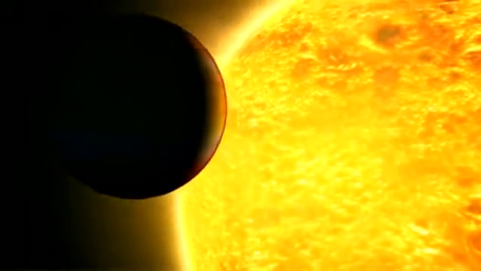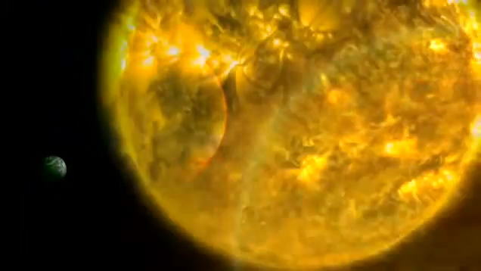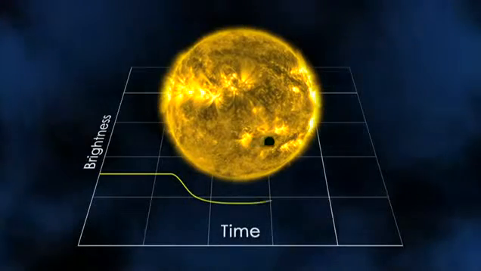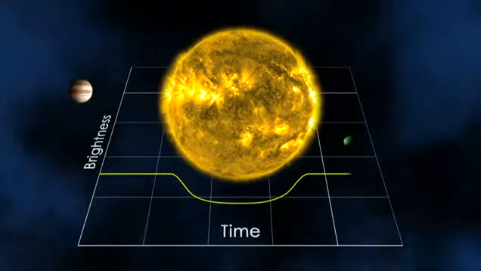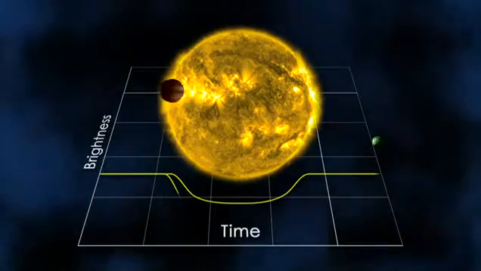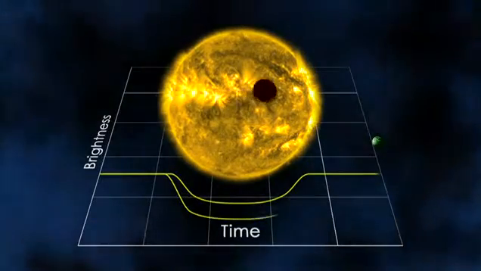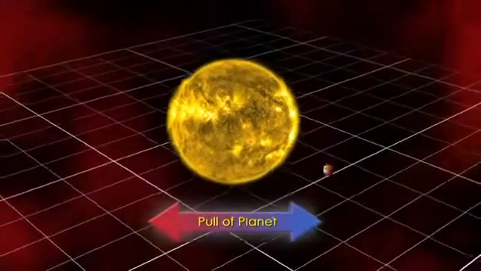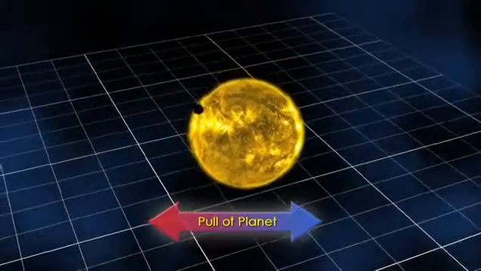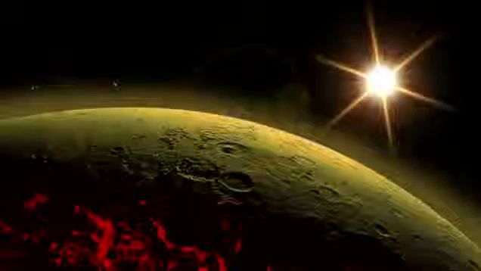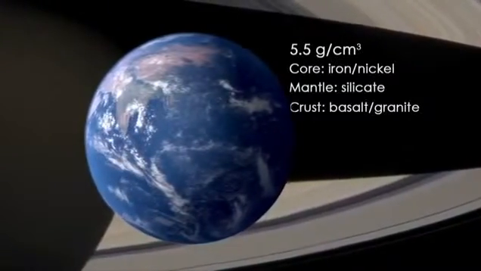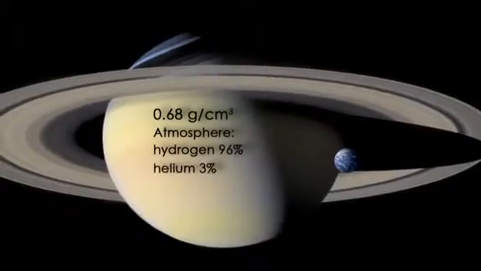For instance, when an exoplanet passes in front of its star, or transits, it blocks a fraction of the star's light and causes a dip in brightness. Large planets block more light, so the size of the dip can be used to determine the size of the planet. By observing an exoplanet's gravitational pull on its star, astronomers can also determine the planet's mass and thus calculate its density to see if it is composed of rock, like Earth, or gas, like Saturn.